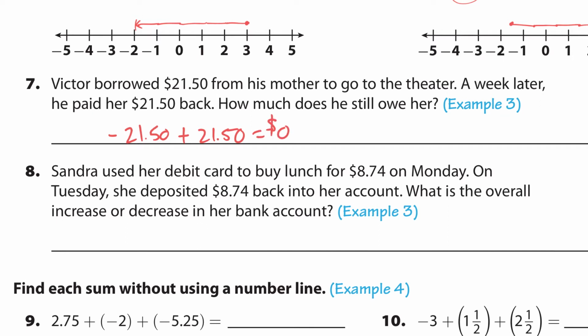He owes her nothing. Next one, Sandra used her debit card to buy lunch for $8.74 on Monday. On Tuesday, she deposited $8.74 into her account. What is the overall increase or decrease to her account? Okay, so it's minus $8.74 plus $8.74 for a grand change of $0 once again.